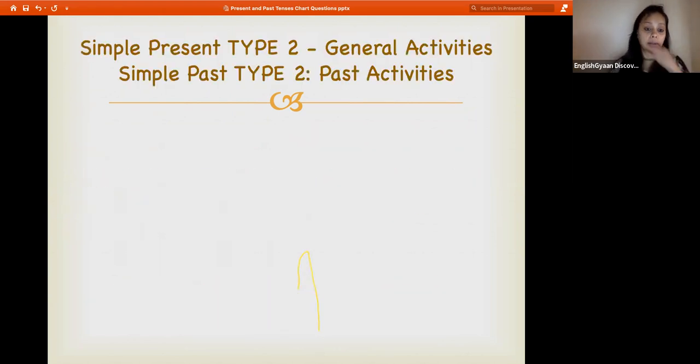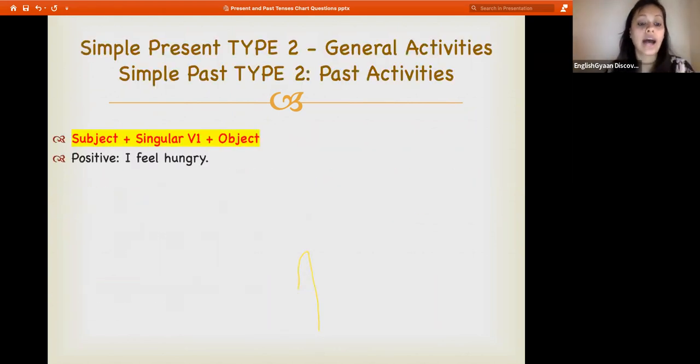For example, I feel hungry. Feel is a verb. Here we will not use am, is, and are. I am feel hungry is incorrect.